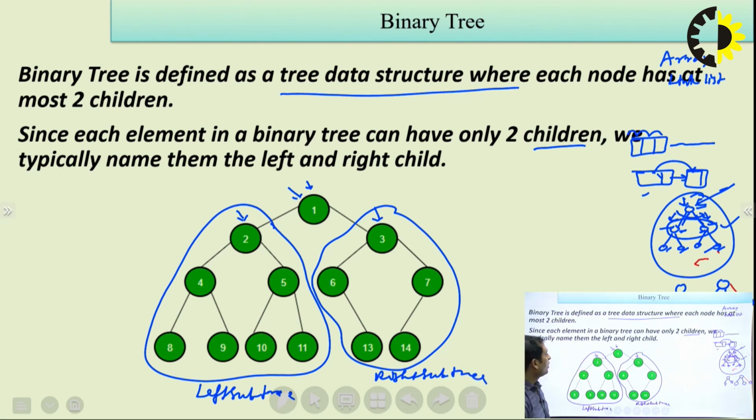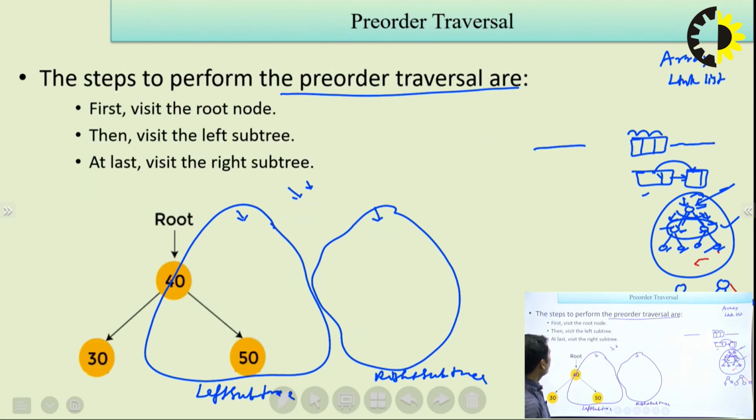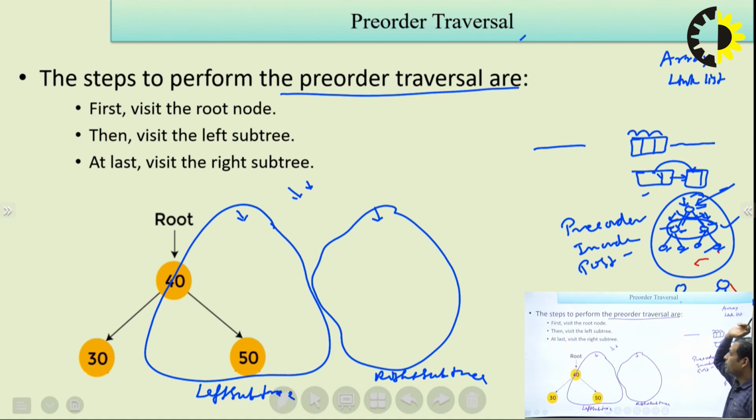Now, the steps to perform the traversal. There are three types of traversal here: pre-order traversal, in-order traversal and post-order traversal. First we will look at the pre-order traversal. So, what are the steps to perform the pre-order traversal?